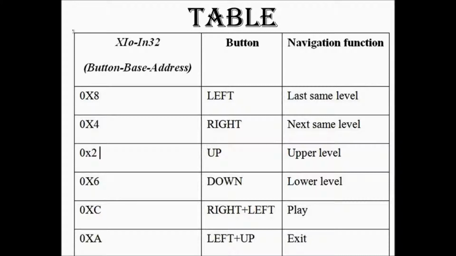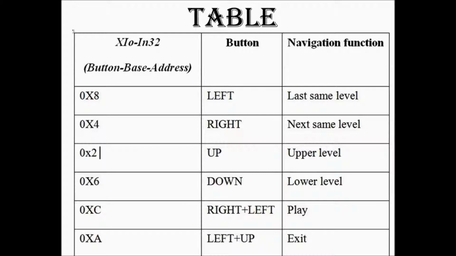Column 1, row 3 is 0x4. Column 2, row 3 is right. Column 3, row 3 is next same level. Column 1, row 4 is 0x2. Column 2, row 4 is up. Column 3, row 4 is upper level. Column 1, row 5 is 0x6. Column 2, row 5 is down. Column 3, row 5 is lower level.